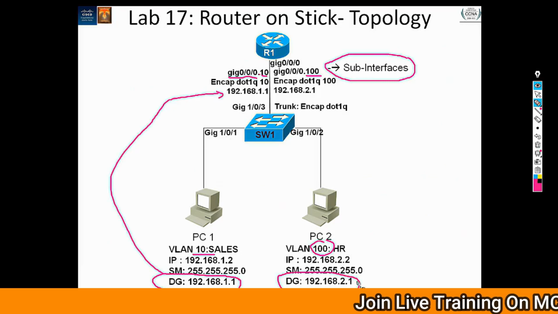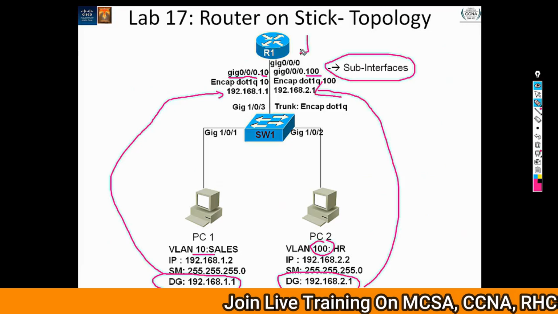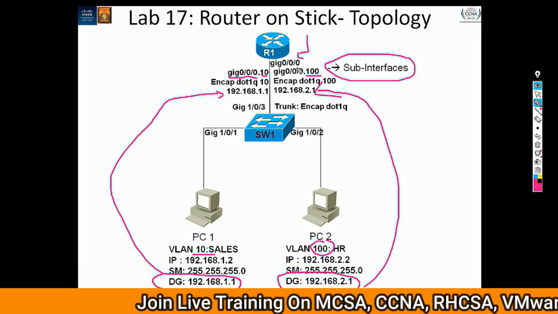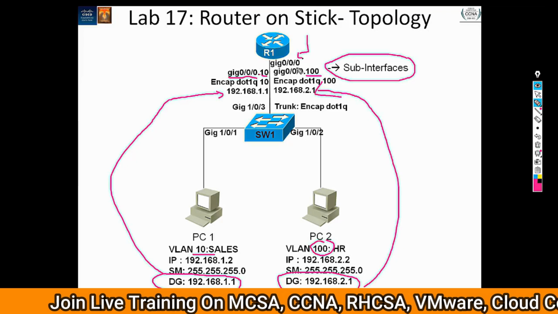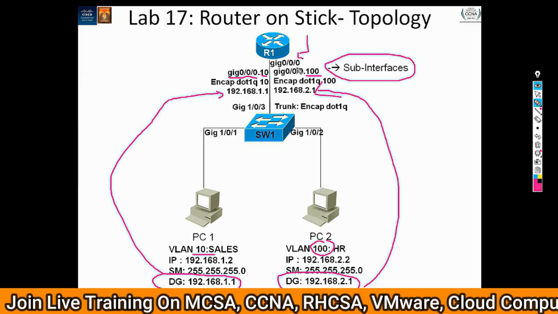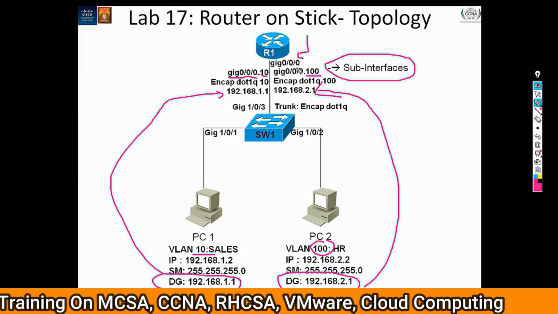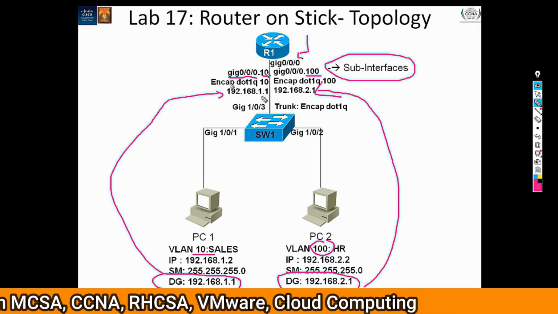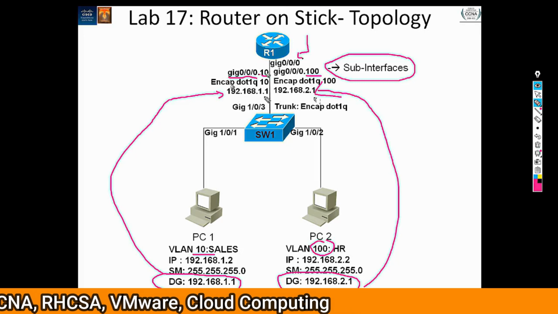Sir, I did not get it. Can you repeat what the work of the sub interface is? See, physically there is one interface. Here I am creating multiple sub interfaces, one for each VLAN. For each sub interface, I configure an IP address: for VLAN 10 it is 1.1, and for VLAN 100 it is 2.1. It is something like a virtual interface.